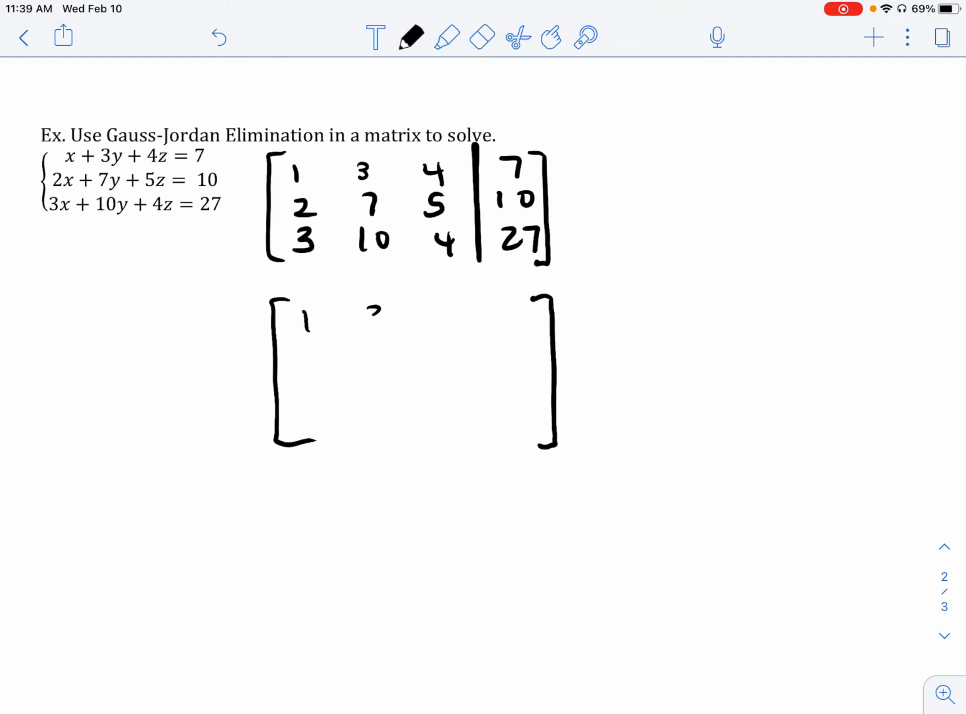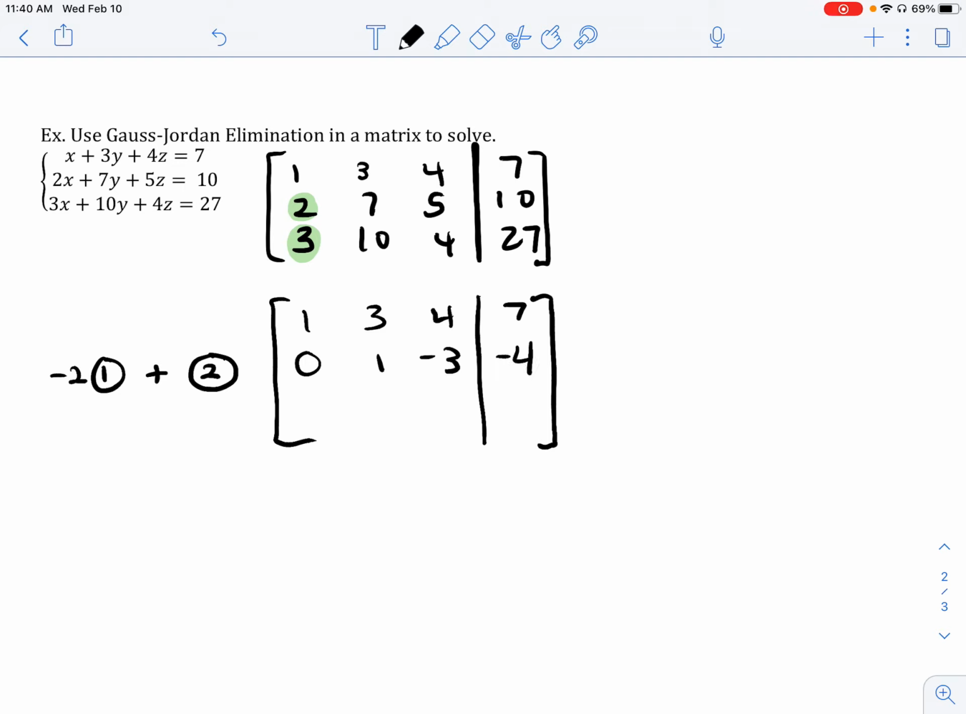It says 1, 3, 4. I'm not going to touch that just yet because I've got a leading coefficient of 1 and I've got all 3 variables there. So I'm going to leave that alone as it is. But what I do want to do is eliminate this +2 and this +3. So I'm going to use row 1 to do that. I'm going to go -2 times row 1 plus row 2, and so this should give me 0, 1, -3, and then this should be -4.